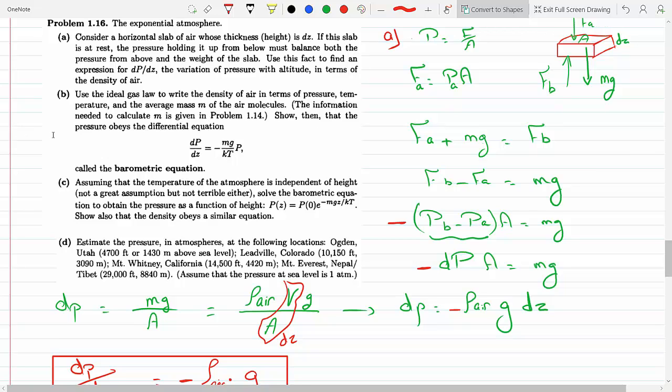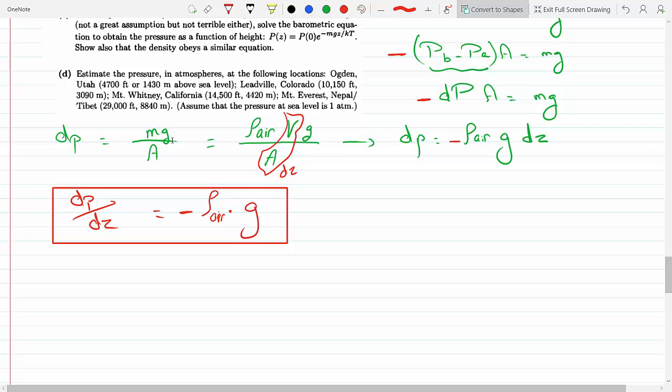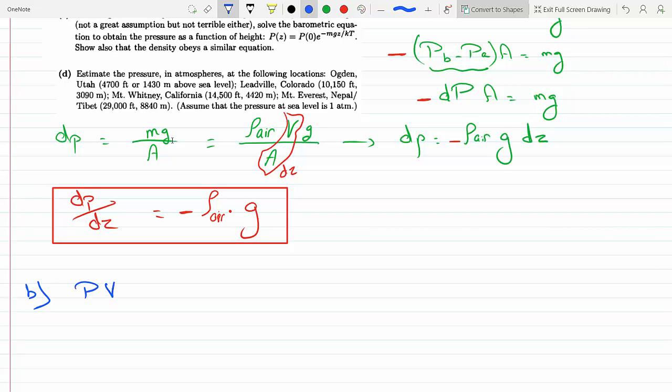And we have to show that the pressure obeys this differential equation here, which is called the barometric equation. Okay, so let me start by writing down the ideal gas law. So I know that pressure times the volume equals the number of moles times R times T.